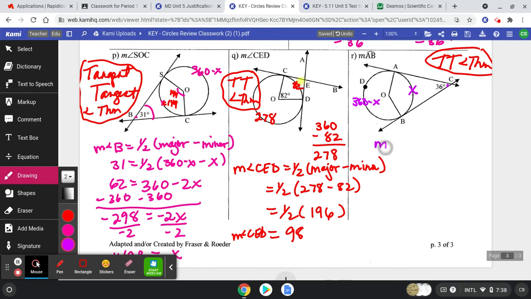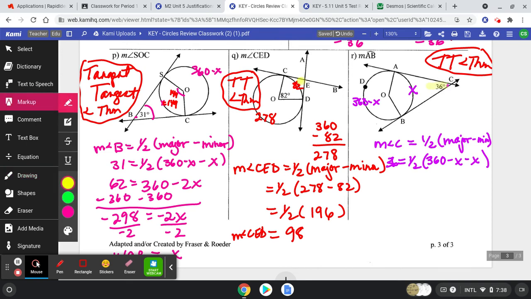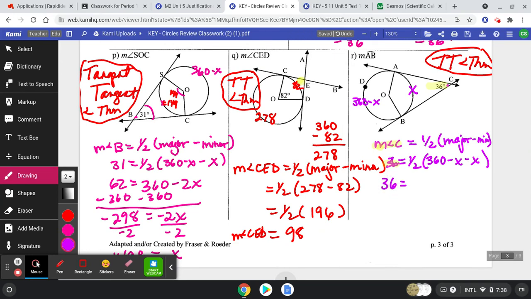So we're going to say that the measure of angle C is equal to half of the major minus the minor. And that means it's half of 360 minus x minus x. And then that's equal to 36. This right here is 36. So 36, multiply both sides by 2 to get rid of that half, is going to give us 72 is equal to 360 minus 2x. So let's minus the 360 from both sides.